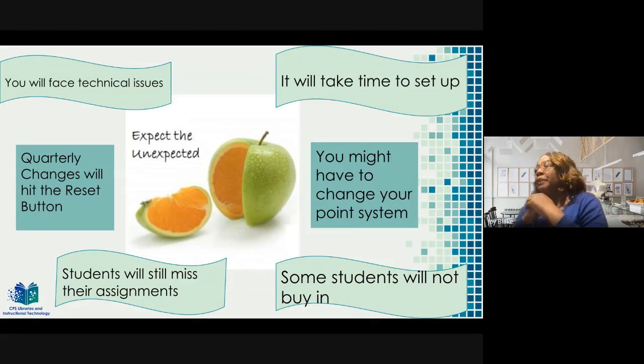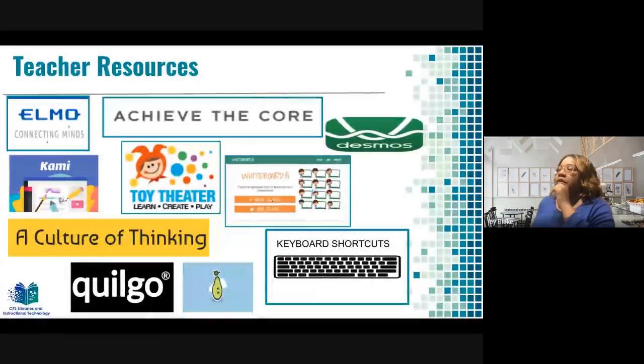So we just have to expect that there are still going to be kids who don't turn in their work no matter what you do. Some students just won't buy into your incentive systems. It'll take time to set up, and you might have to change your point systems around, or change what you're using until you find what works.